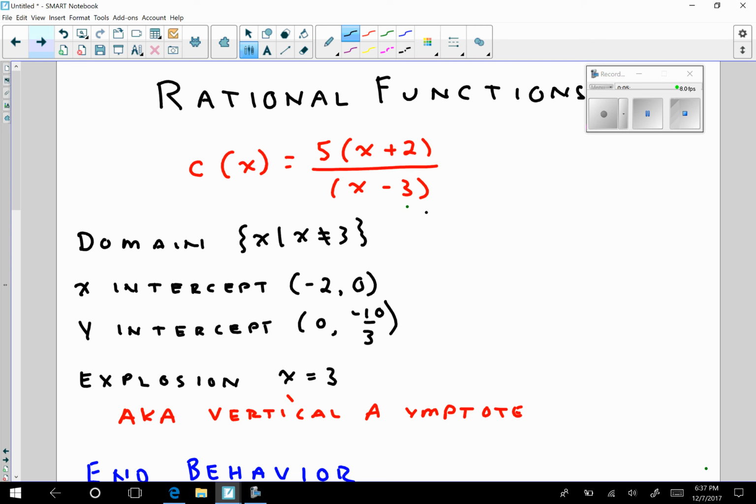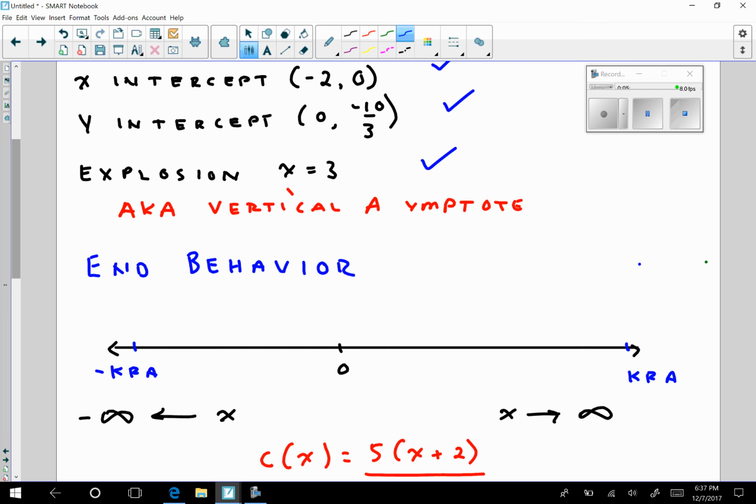What we have so far is that the domain is all reals such that x does not equal 3. We know the x-intercept. We know the y-intercept. We know the explosion is happening at x equals 3. And now off to this elusive topic of what?